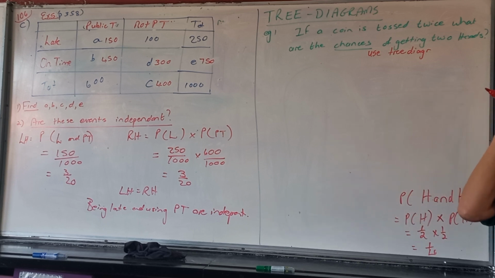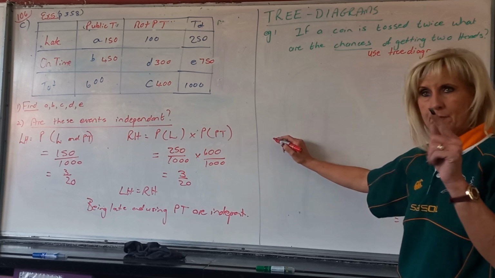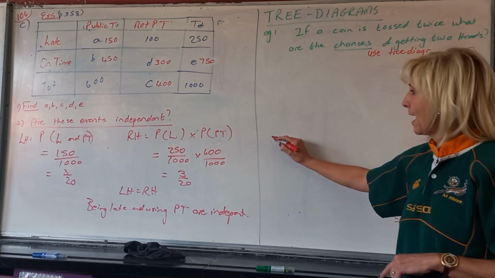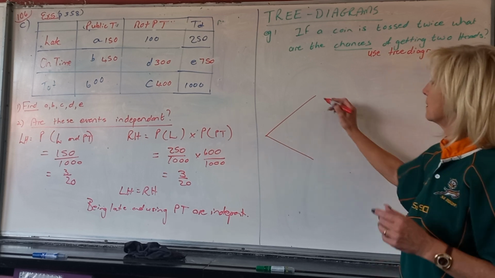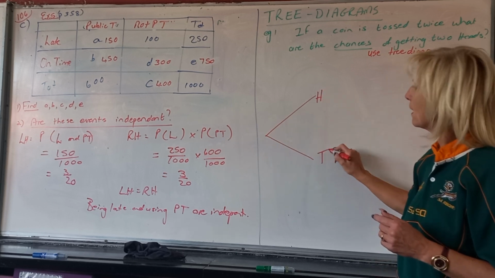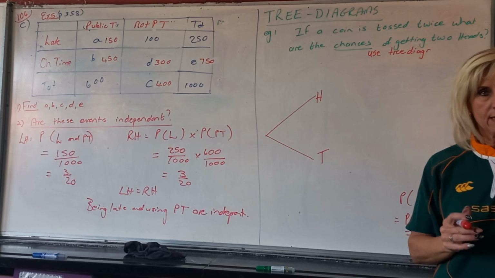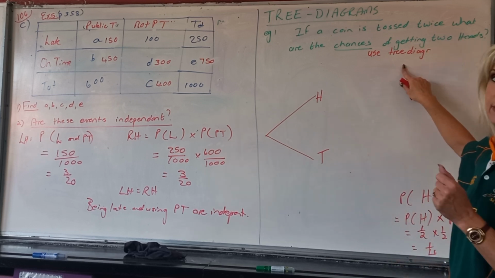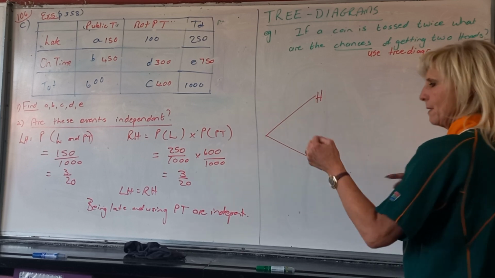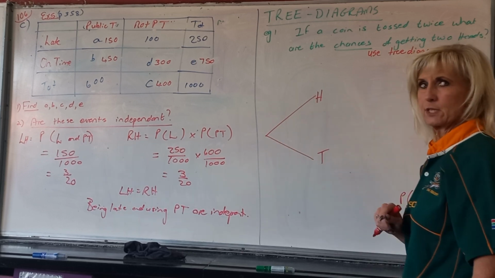Now how does the tree diagram work? First thing, you start in the middle of the page and you make 2 branches. Why 2 branches? What's the situation? 2 outcomes. There are 2 outcomes, heads and tails. Then I said I wanted you to do it twice. So this is the first time I flip the coin. It's a heads or tails situation.